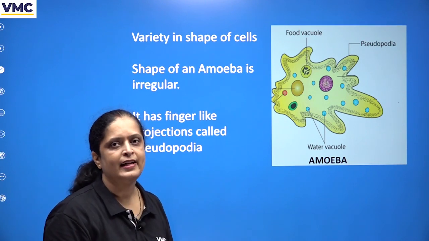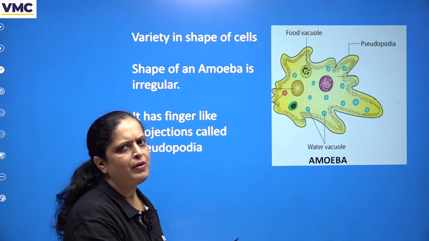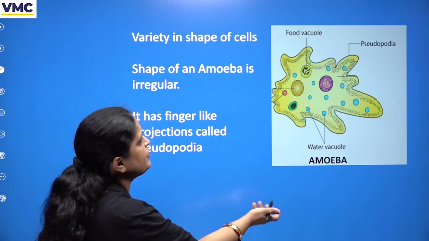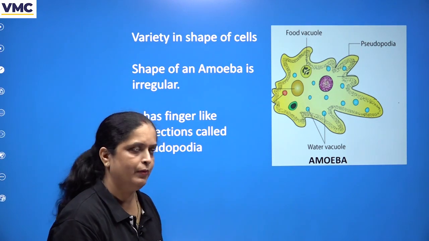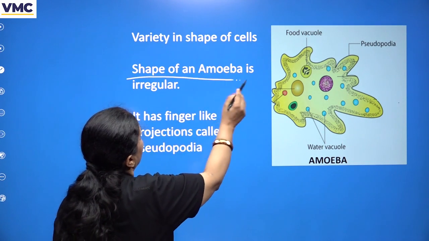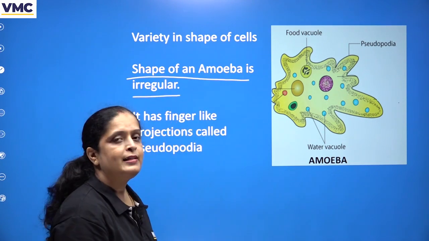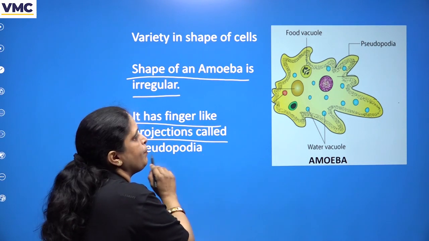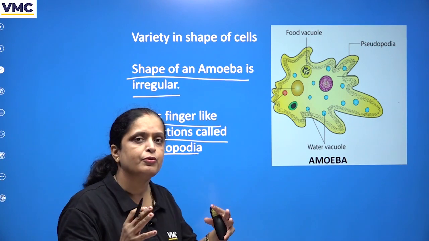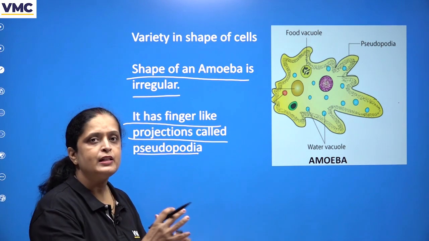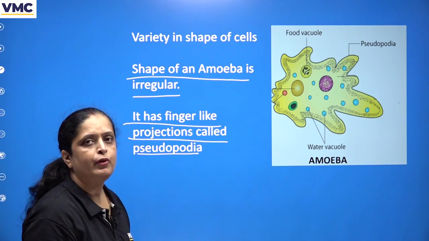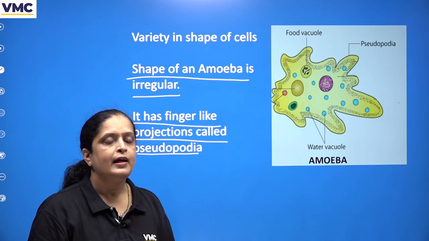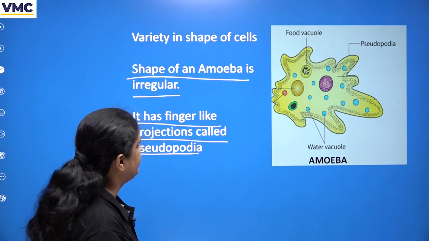Let's look at a single cell organism, amoeba. I like amoeba because it does not have a particular shape, right? It can assume the shape according to the function it needs to perform, right? So it is an irregular shape. Amoeba has irregular shape. It has finger-like projections called the pseudopodia. Pseudopodia are also known as false feet. So amoeba makes false feet to grab the food in its vicinity. So yes, amoeba is a single-celled organism that does every function on its own.